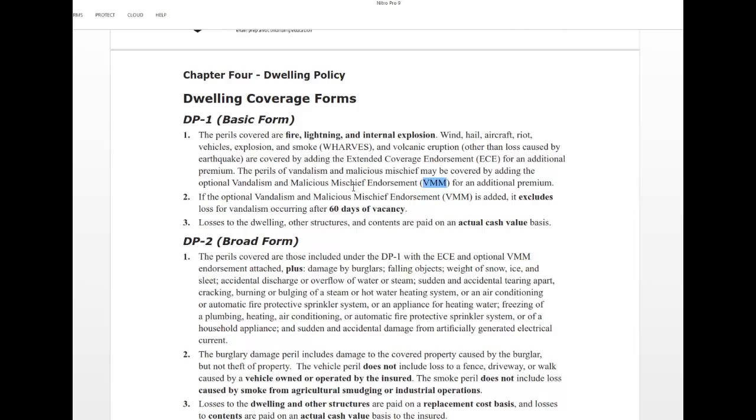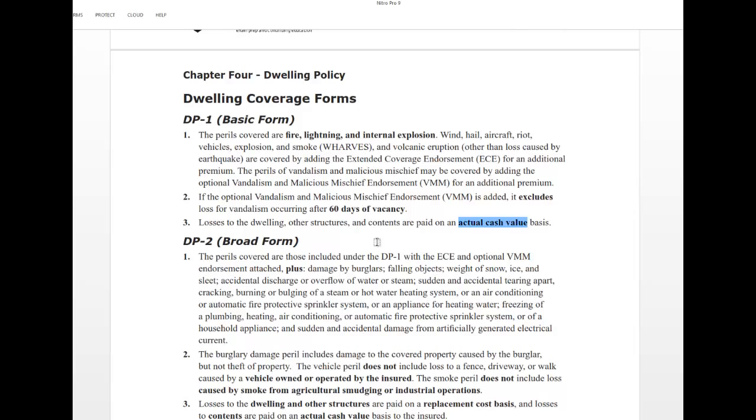But the basic form is still the same, if you recall, as that with commercial. The commercial had that added part with fungus and bacteria, if you remember that. And as far as vacancy, this is the option that is added. If it's added, then loss excludes vandalism that occurs 60 days after vacancy. Loss to the dwelling and other structures are paid at actual cash value.